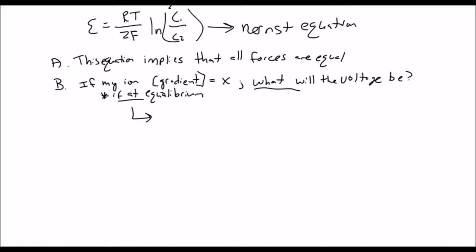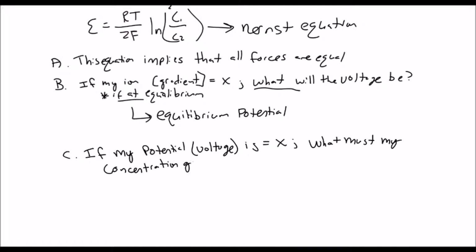When I ask the question in this way, we call it the equilibrium potential. I can also ask this in another way. I can say if my potential voltage is a certain value, what must my concentration gradient be? And when I ask it this way, we call it the reversal potential.